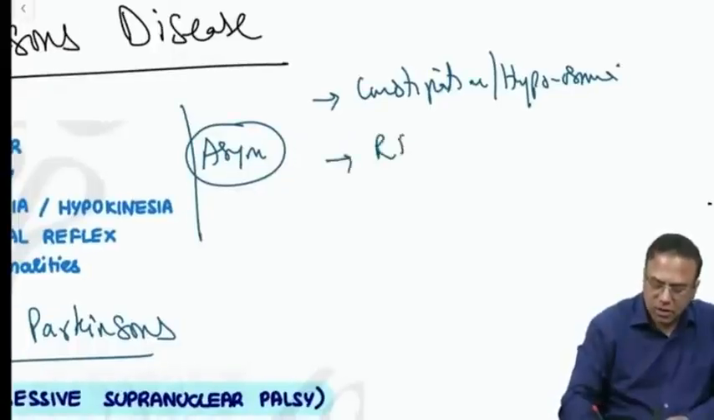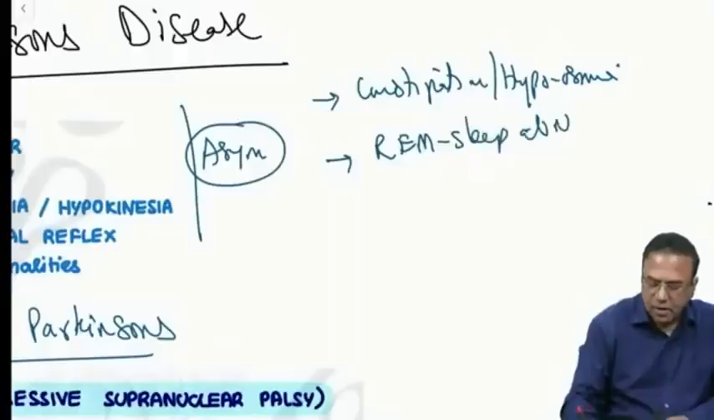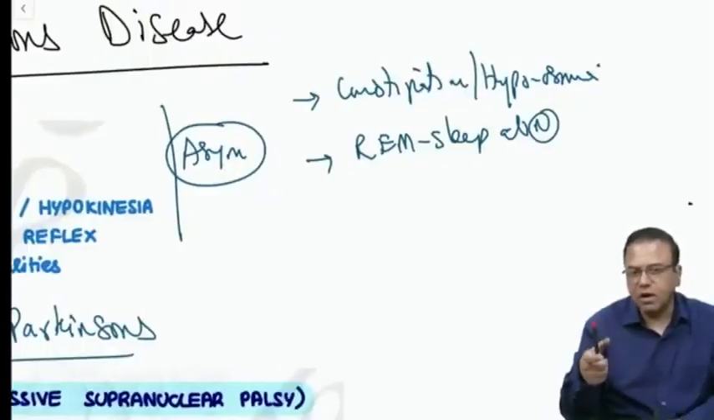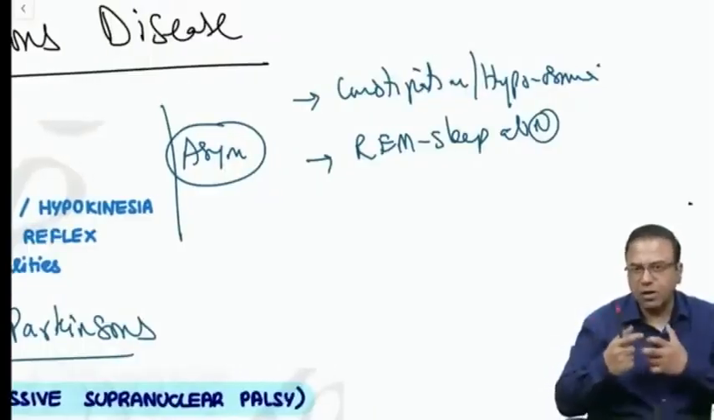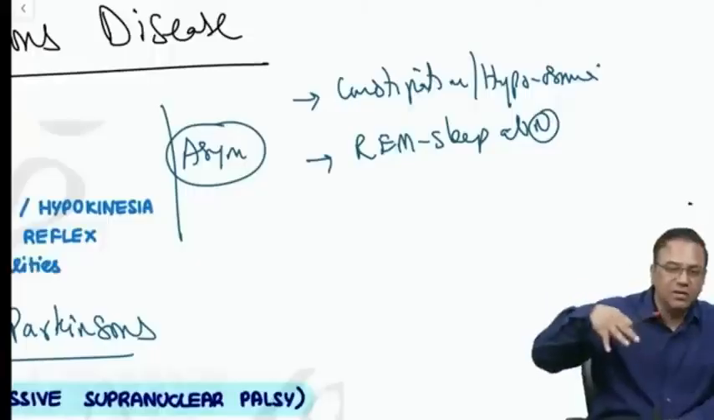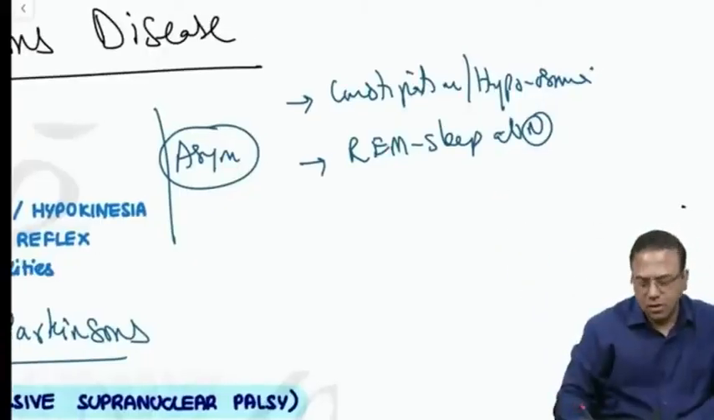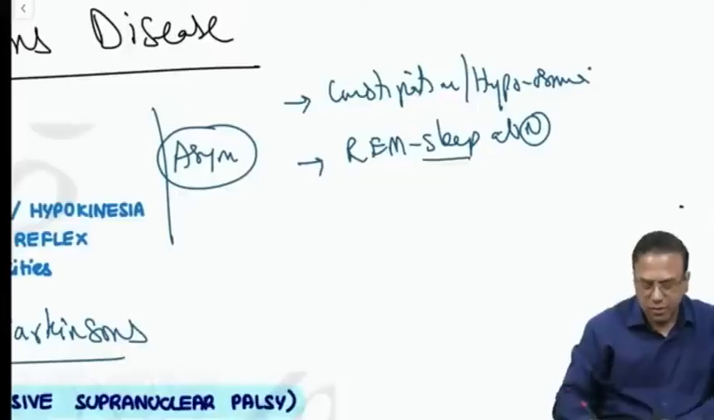Then the next earliest feature that you get is REM sleep abnormalities. Normally, in REM sleep, motor tone should be suppressed. In this patient it is not suppressed, so they have bizarre behavior in REM because they are dreaming, and whatever they're dreaming, they'll enact. They're walking in the sleep. All this is happening because the muscle tone is not suppressed in REM sleep.